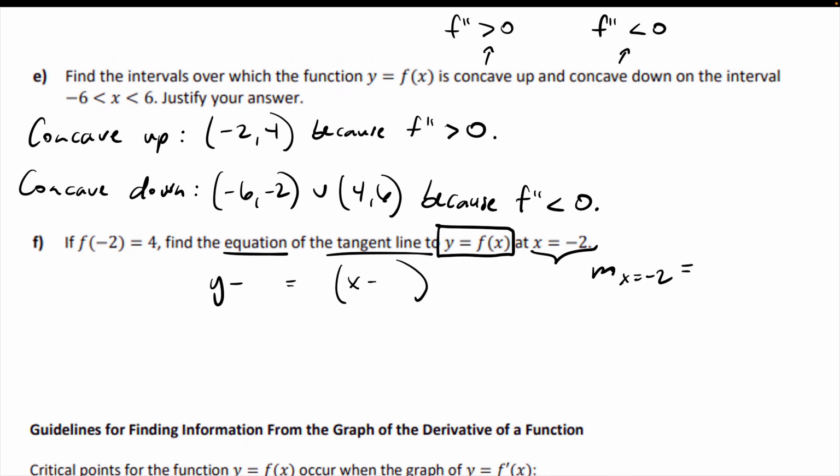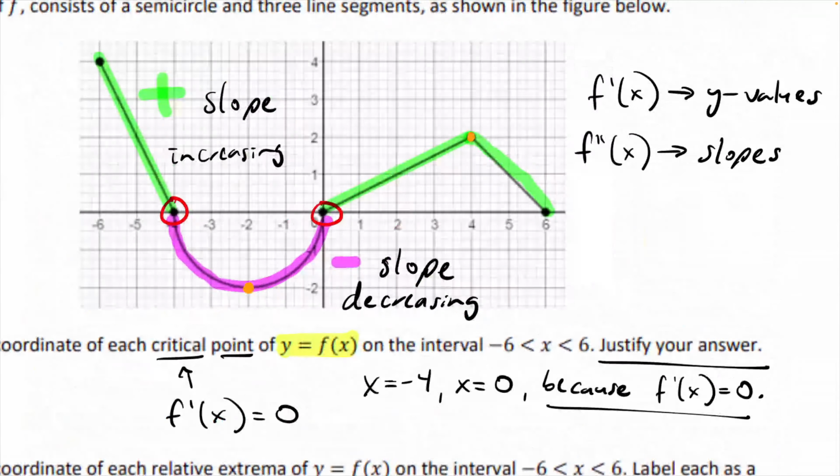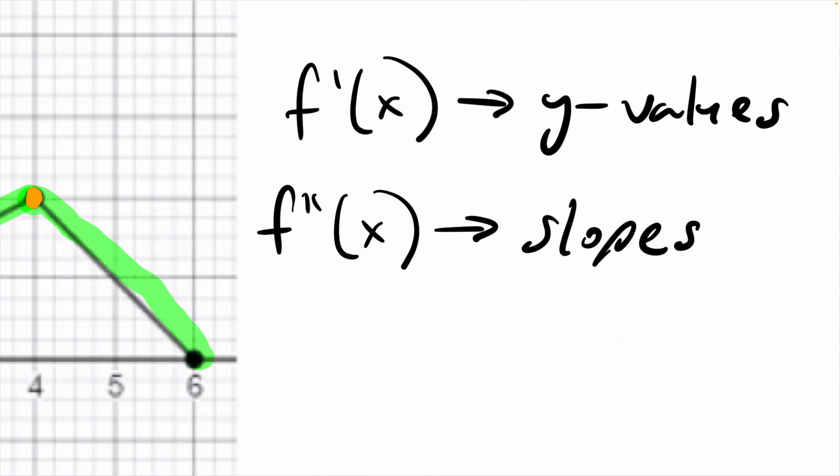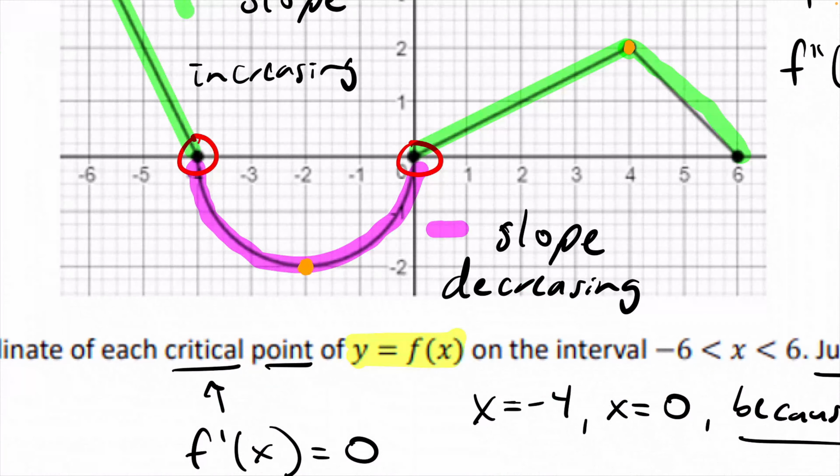How do we find a slope when x is -2? What is the slope? Slopes are y values. First derivative is y values. So when x is -2, what is the y value? When x is -2, it's -2 as well. That means the slope, because this point is at -2, -2, right? The slope is -2.